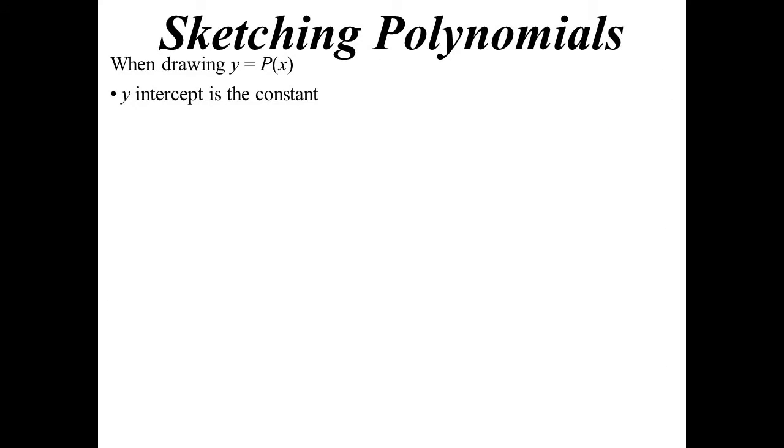All right, let's talk a bit about sketching our polynomials then. So we want to draw y equals some polynomial in terms of x. Just like the quadratic, just like the linear function, the y-intercept will be the constant number. So that's the first key piece.